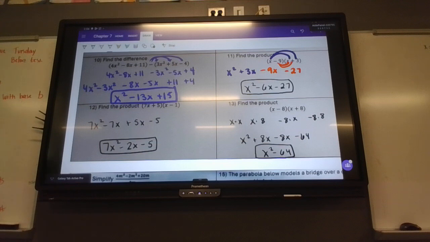Any questions on the front? You should be able to check your entire front side now. Go ahead and check it. Let me know if you have questions. It's 1 through 13.